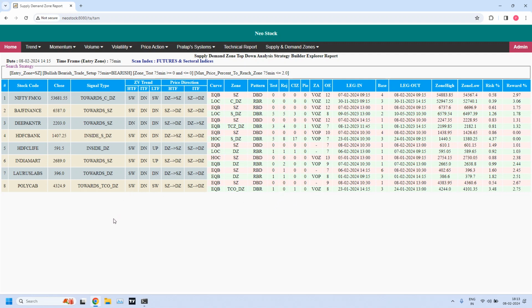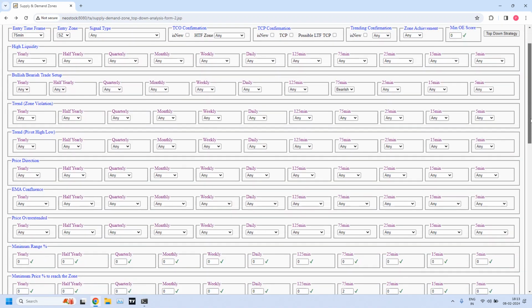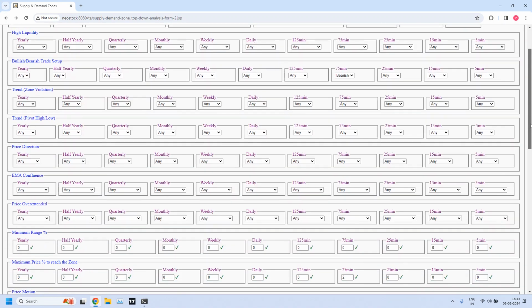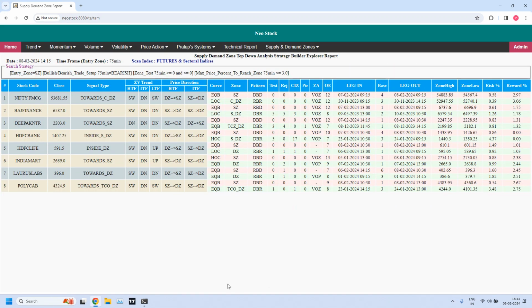Okay, within 3%, probably you may get all stocks. Let us check. Within 3% before the zone. Same stocks. Okay, within 2% and 3%, that means between 2% and 3%, no stocks are closed. All these stocks are within the 2% range only. Maybe definitely you may get an entry tomorrow in one of these stocks.